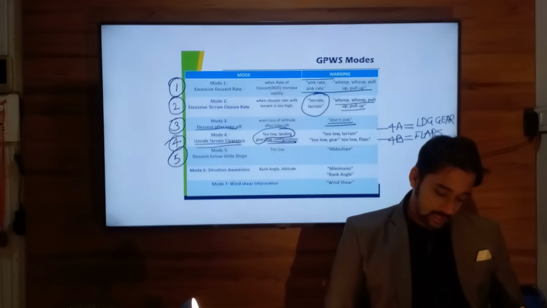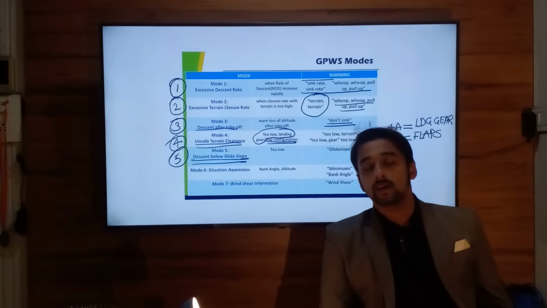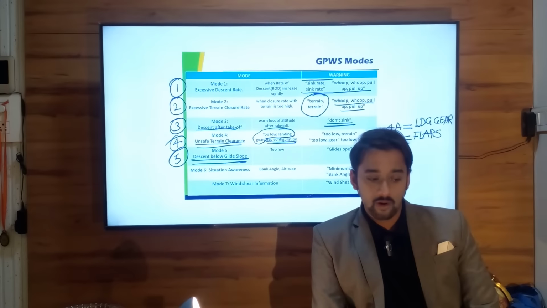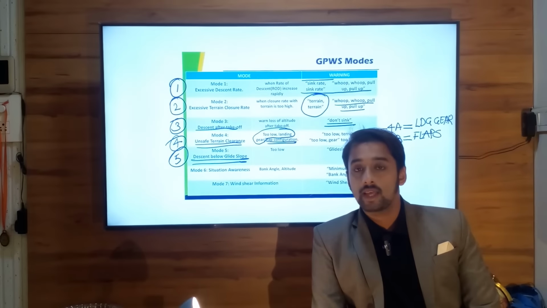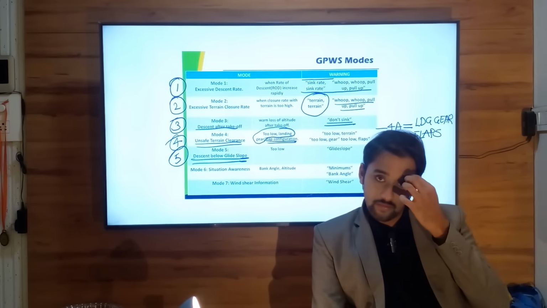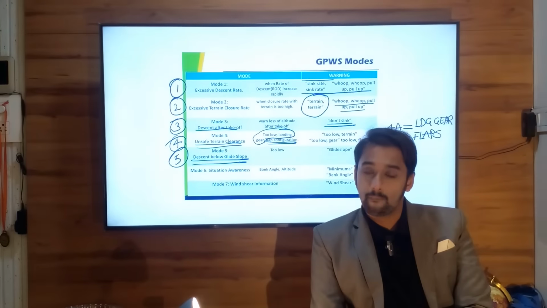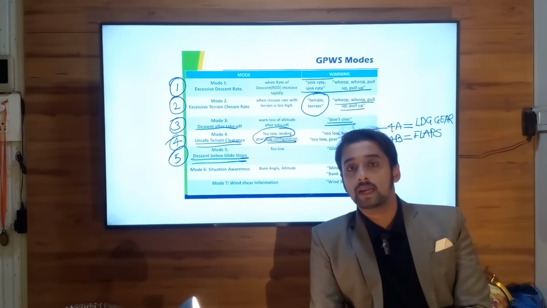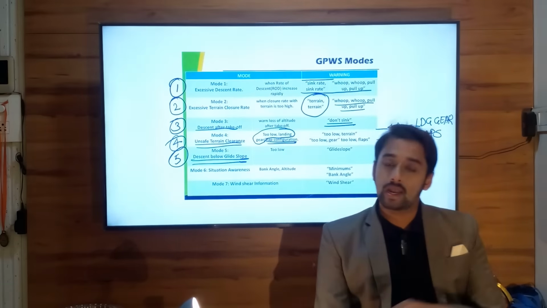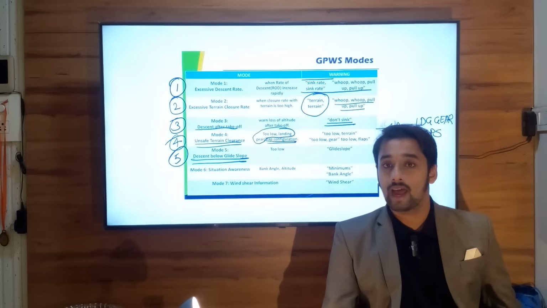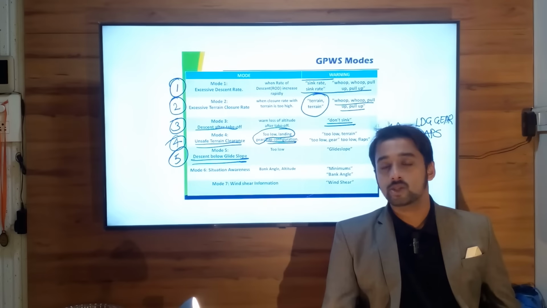Mode 5 is descent below glide slope. Now, when you are coming in for approach and landing with the help of ILS, you are expected to maintain the runway center line with the help of the localizer needle. You are expected to maintain the glide slope with the help of the glide slope needle. Now, standard glide slope is 3 degrees.